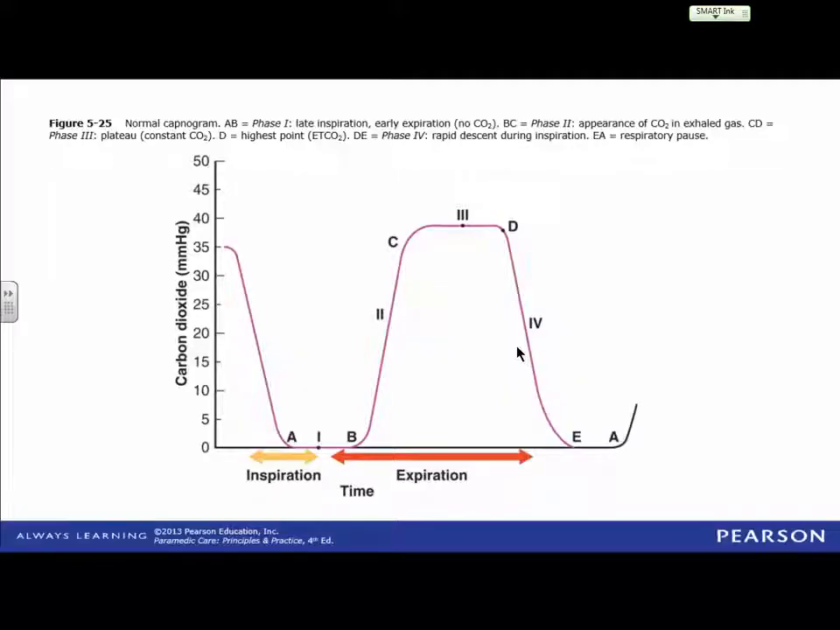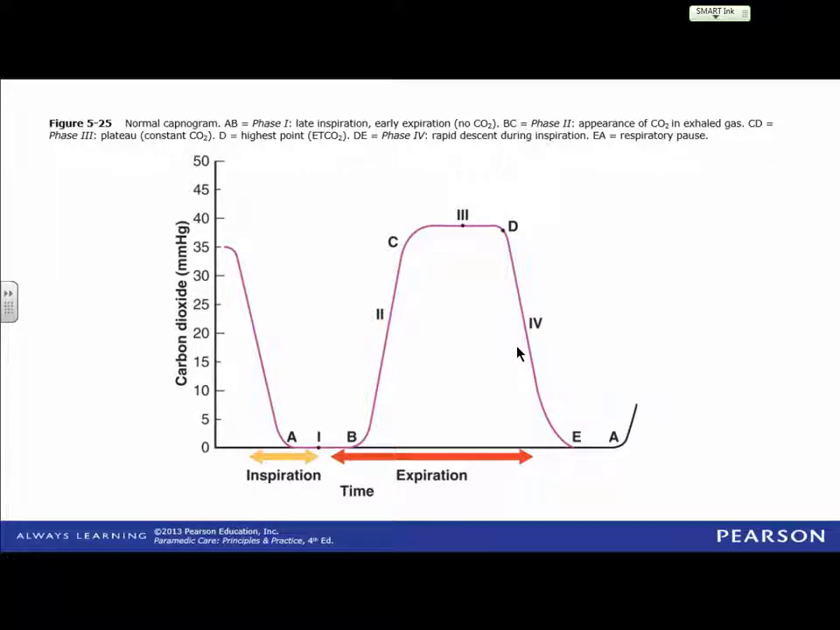So, here we are. In order to know what's abnormal, you need to know what normal looks like. You needed to know what a normal sinus rhythm looked like in order to detect what was abnormal. You need to know what a normal waveform looks like in order to detect what's abnormal.